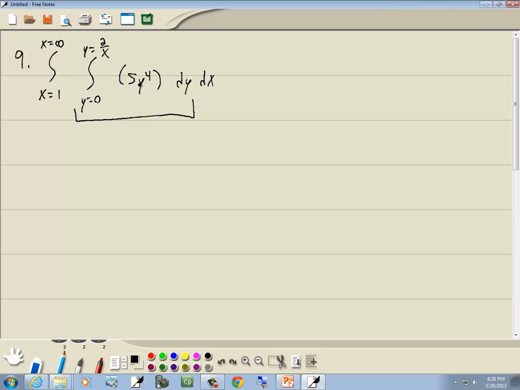Now again, we're taking a look at the inner one here. And the 5 I could put completely out in front, so let me go ahead and do that. And then the integral of y to the 4th, you add 1 to your power, divide by your new power, so that's 1/5 y to the 5th, from y is equal to 0 to y is equal to 2 over x dx.